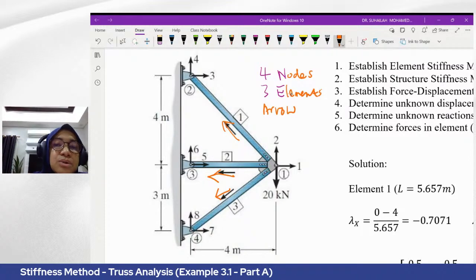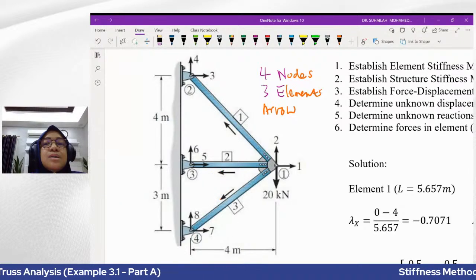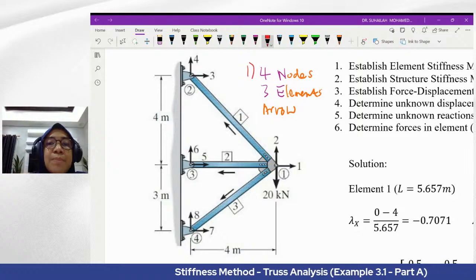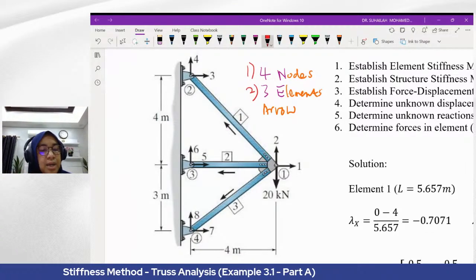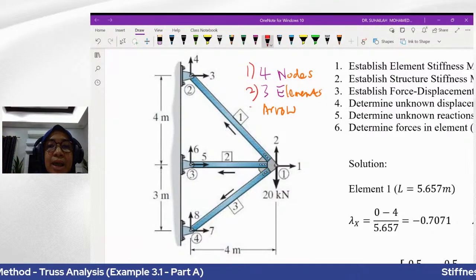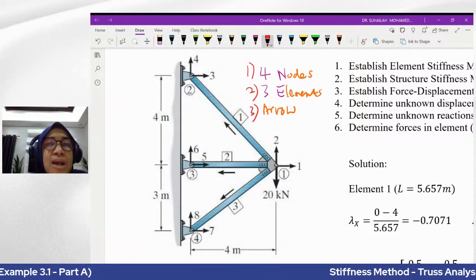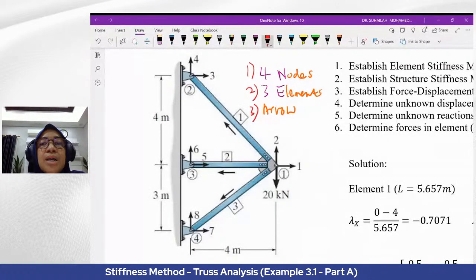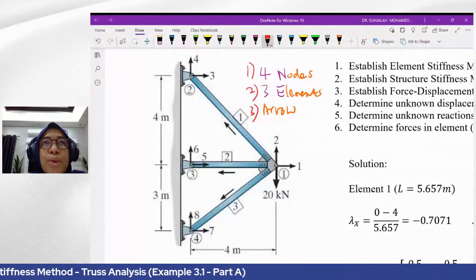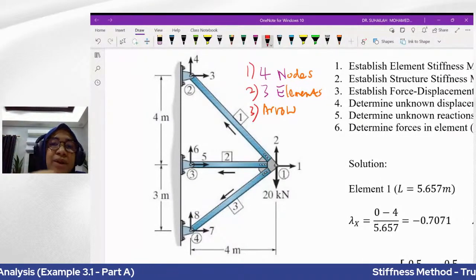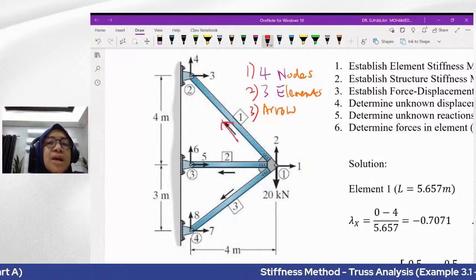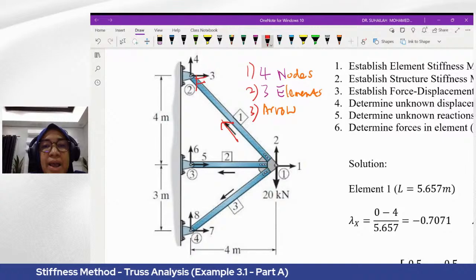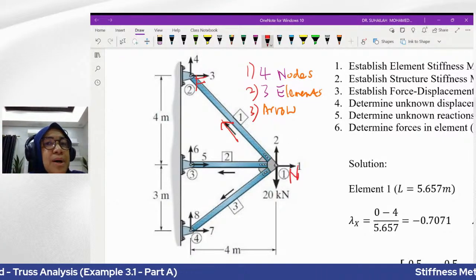Okay, so after that, number one, we must have node number. Number two, we must have element number. Number three, we must have arrow, in order to identify where is the near end node and where is the far end node, and the arrow is always going towards the far end. Means that if the arrow is like this, this one becomes far, and this one becomes near for element number one.